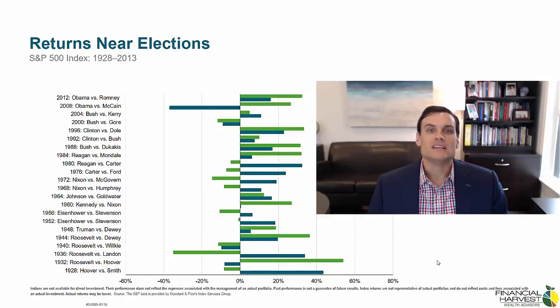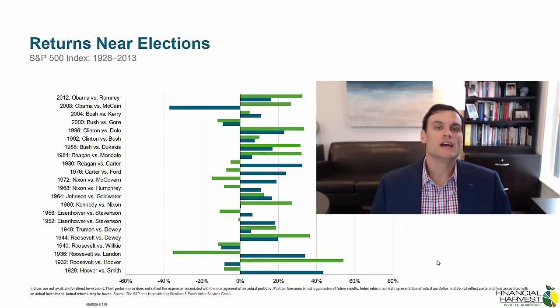Next thing I want to look at is the year of the election and then the year after each of these elections. Again, going back with the S&P 500, you can see that the blue bar represents the returns the year of the election, and then the green is the year after the election.